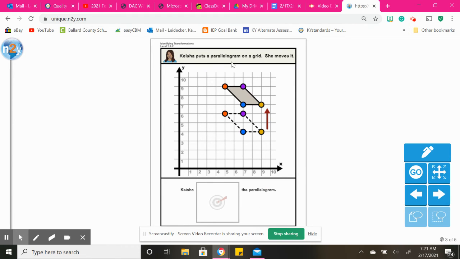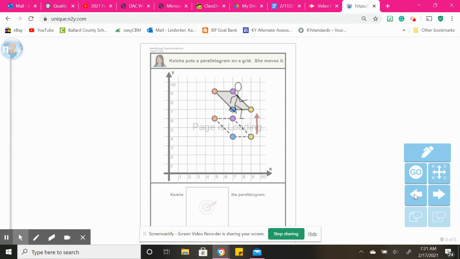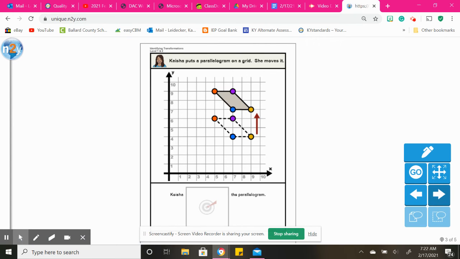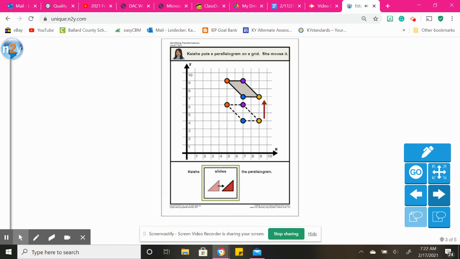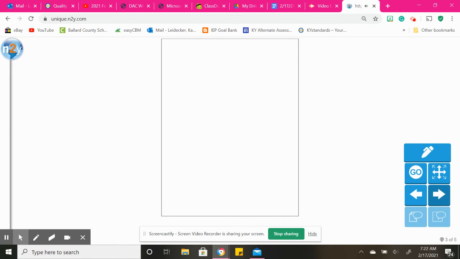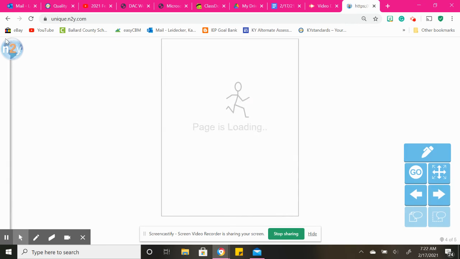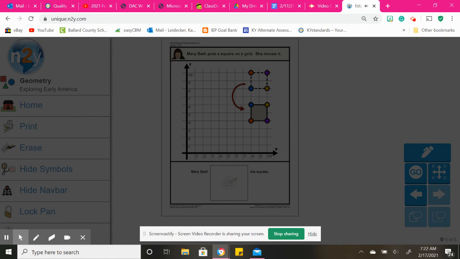So here we have Keisha puts a parallelogram on a grid, and she moves it up. So if she just moves it up, that would be just a slide. She's just sliding it in either direction, up, down, right, or left. So if she moves it up, that would just be a slide. So you complete the next boxes, the next slides for identifying translations of shapes on a coordinate grid.